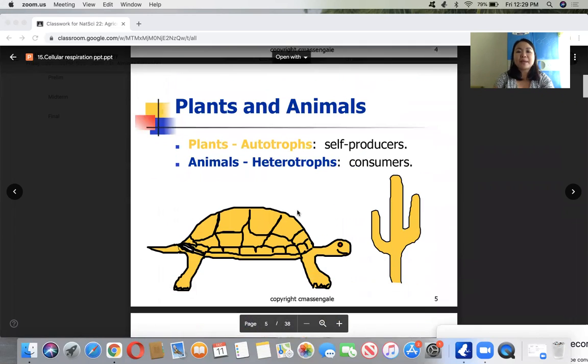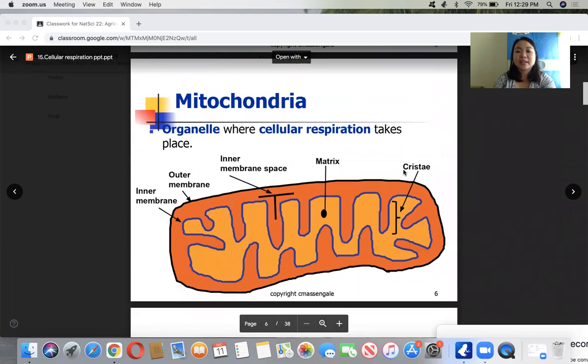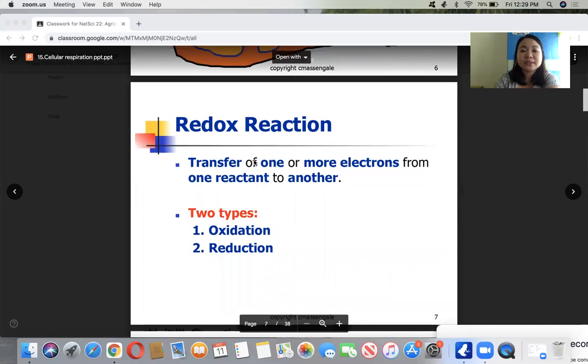So again, plants and animals. Plants are autotrophs, which are self-producers, and animals are heterotrophs, which are the consumers of plants. Respiration takes place in the mitochondria. It's the organelle where cellular respiration takes place. These are the different parts of the mitochondria: the cristae, the matrix, the inner and outer membrane, and so on.